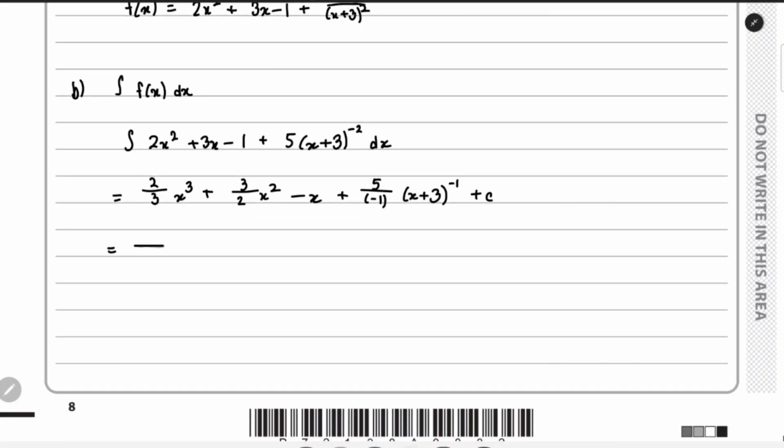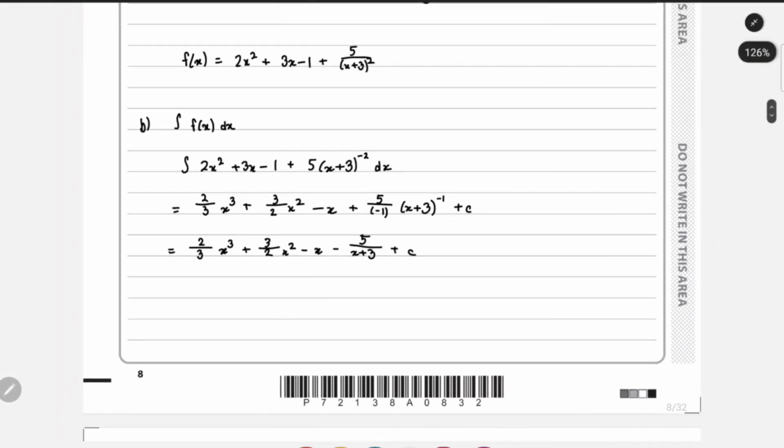So if I simplify this, we have 2/3 x³ + 3/2 x² − x − 5 divided by (x + 3). Since we have the power of −1, this goes to the power 1, plus the constant c. And that's it for this question.